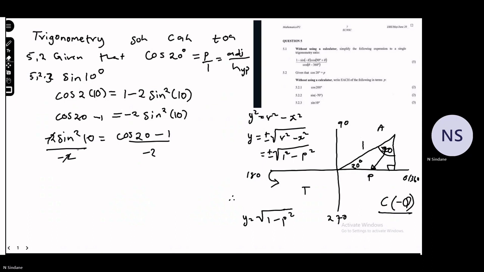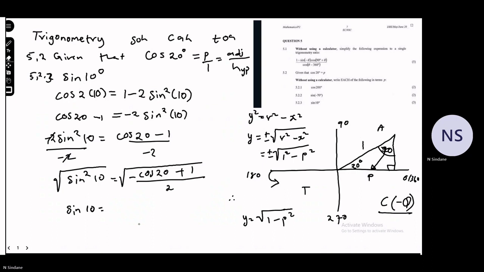This and that, they cancel, right? I have sine square of 10 is equal to negative cos of 20 plus 1 over 2, right? Rearranging again. Sine square of 10 is equal to, then I can rearrange. This is 1 minus cos of 20 over 2, right? I can now substitute.